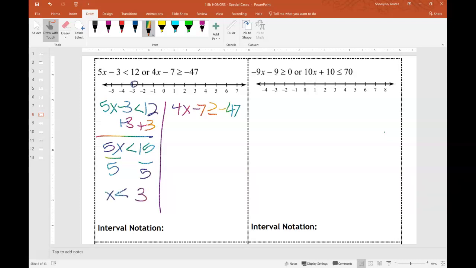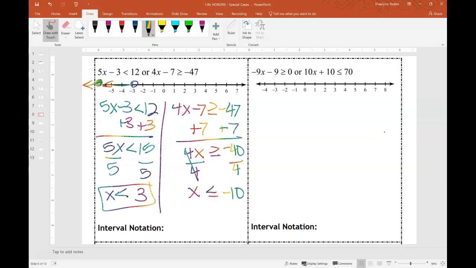So I'm going to go to 3. And it's going to be pointing to the left. Now remember, everything in rainbow, everything the rainbow touches is part of the solution. Alright, so on this side we're going to add 7 to both sides. And I get 4x is greater than or equal to negative 40. I'm going to divide both sides by 4. Now remember, we're dividing by a positive, so nothing changes. x is less than or equal to negative 10. So that would be over here. Solid dot pointing to the left. And that's included. So we only really needed this first one. We've got x is less than 3.